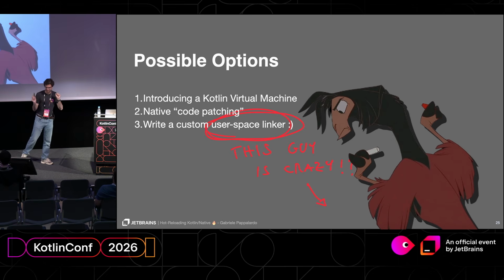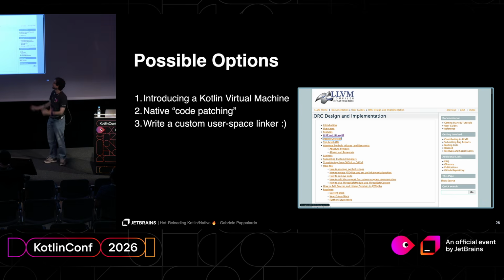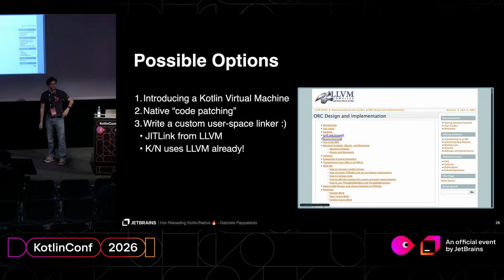But here's the good news, actually. It exists already from LLVM. It's called JIT linker. And Kotlin Native already uses LLVM, so we can do function update points at runtime.